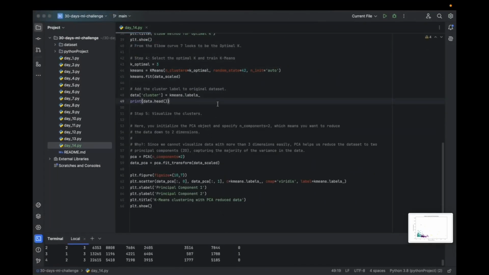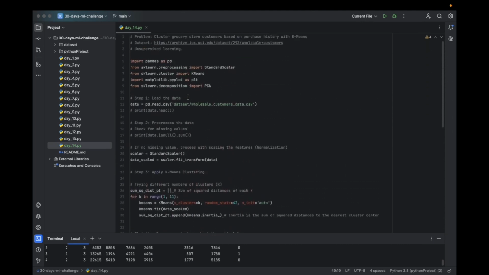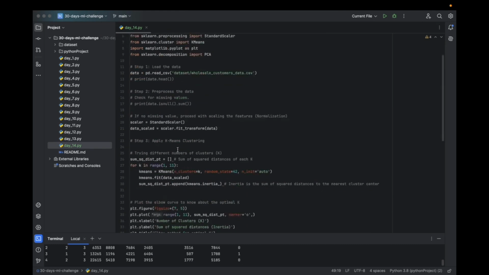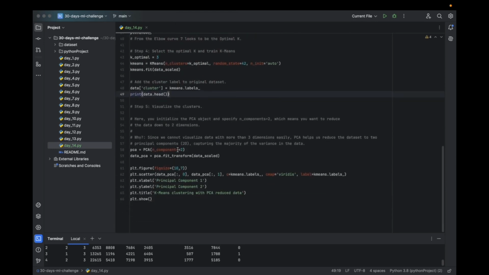I think we have understood a lot today. This is our first problem with an unsupervised learning technique. We have learned what k-means clustering is. We have learned how to calculate the optimal k by plotting the elbow curve. This is our second problem where we have applied a scaling technique. Then we saw how to reduce the dimensions from multiple dimensions to 2 or 3 using principal component analysis, PCA. So it was overall a great day.